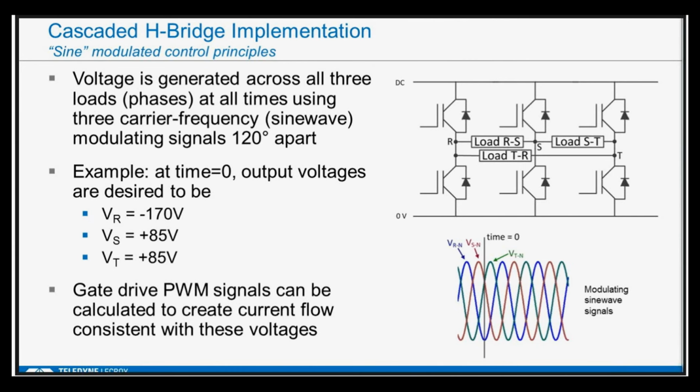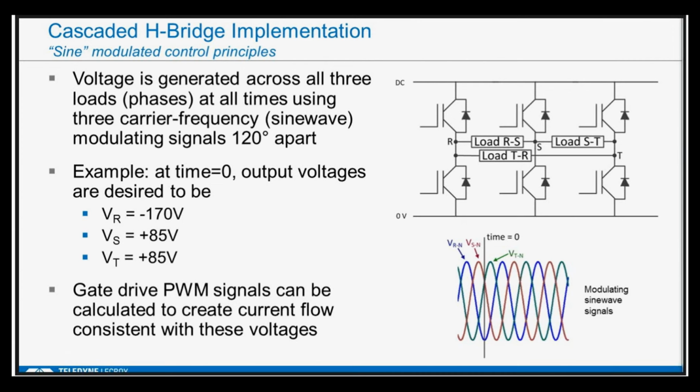Okay, so I talked about a few different control techniques. With this cascaded H-bridge, if we were going to do a sine modulated control, which is generally a very simple control using a carrier and a modulating sine wave, as we described earlier, I'd really have three different modulating sine waves, one for each of these loads. They would be shifted 120 degrees apart, because the three-phase signals need to be 120 degrees apart. I would employ 3 different triangle carriers with 3 different modulating waveforms.